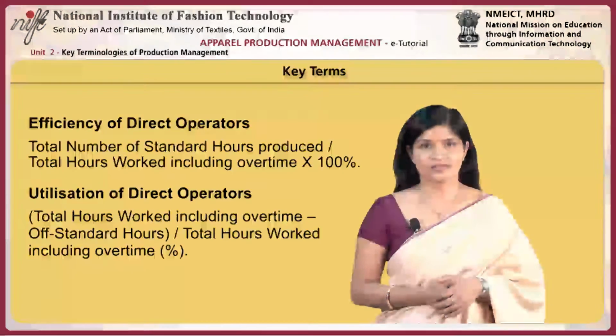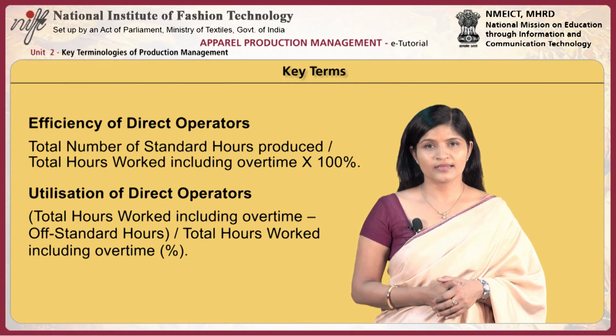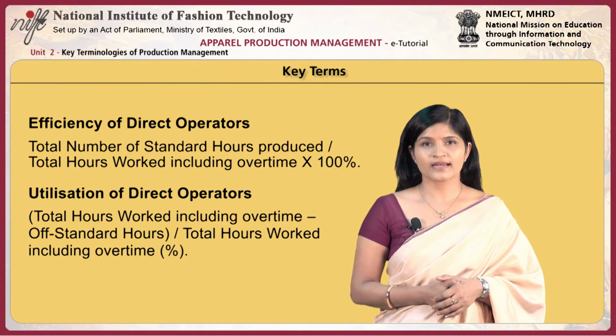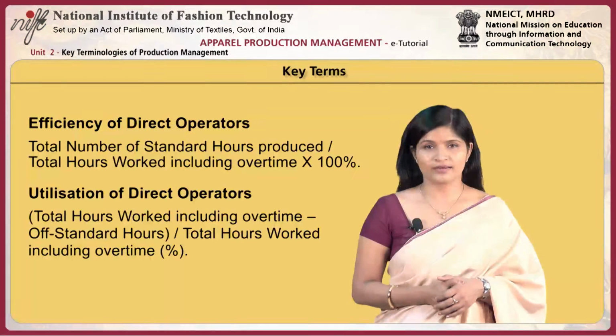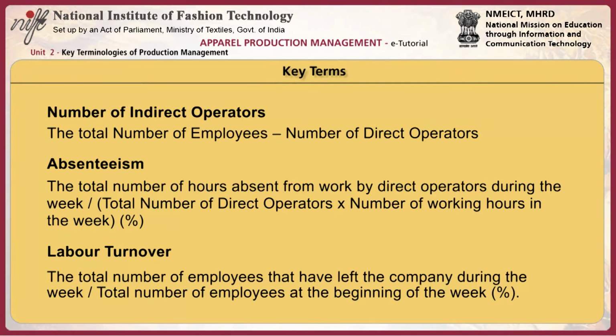Utilization of direct operators is calculated as total hours worked, including overtime, minus standard hours, divided by total hours worked, including overtime, in percentage. Off-standard time is minutes per hour spent by direct operators when they are not producing standard minutes. In the case of a sewing operator, the off-standard time will include time spent waiting for work, machine breakdown, sewing samples, etc.